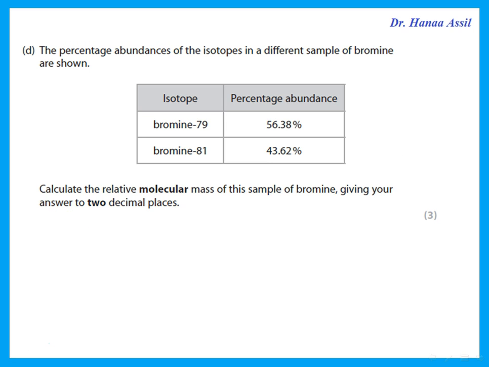The percentage abundance of the isotopes are given. Calculate the relative molecular mass, and he wants it in 2 decimal places. Again, how do we calculate the molecular mass from the percentage abundance? Well, it's the mass of the first one times its abundance plus the mass of the second one times its abundance over 100.